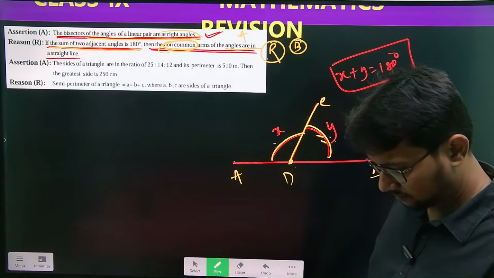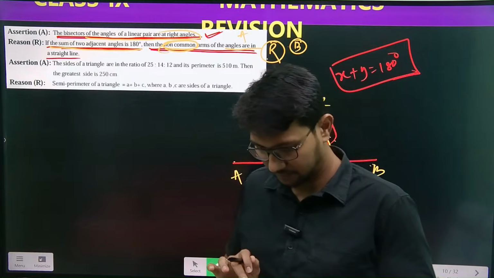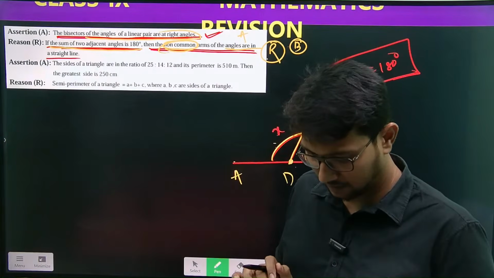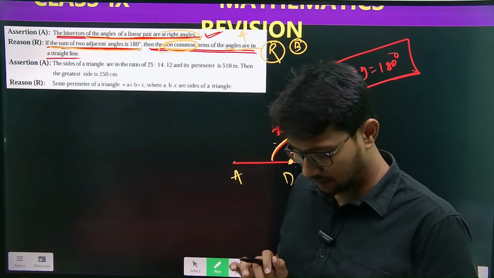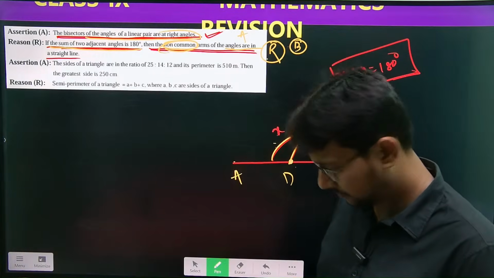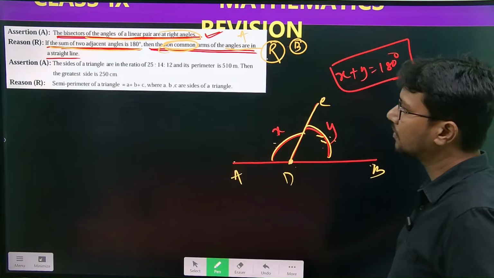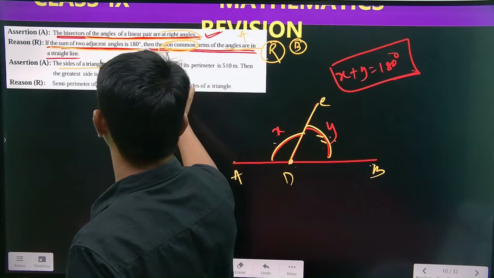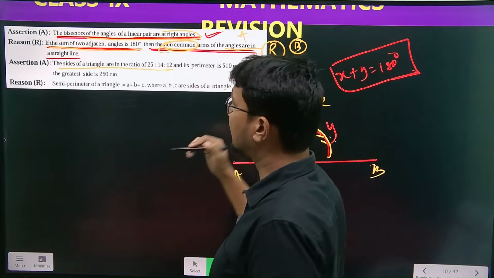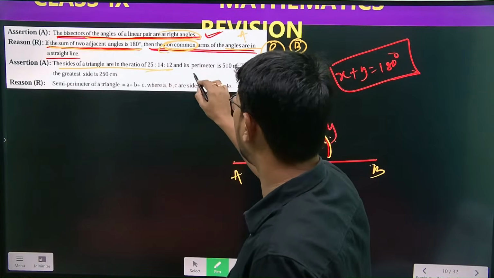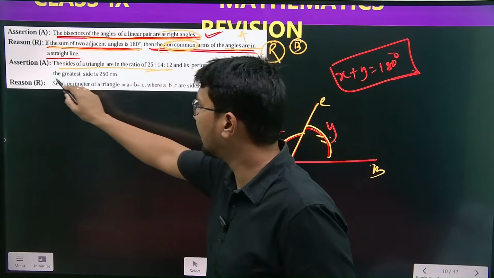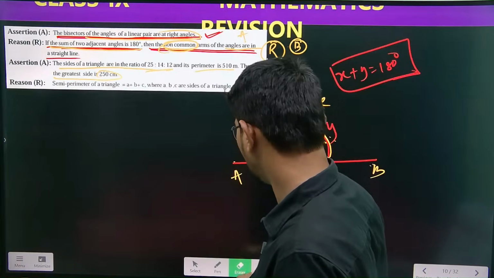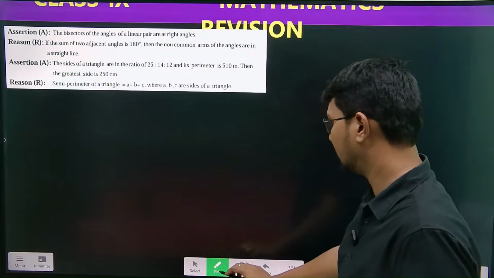Next question, check everyone. What is the second question's answer? Tell me, the second one. Who can say the second one's answer? The sides of a triangle are in the ratio 24 is to 15 is to 12, and its perimeter is 510, then the greatest side is 250. Whether it is true or false, tell me, true or false, everyone, second question.